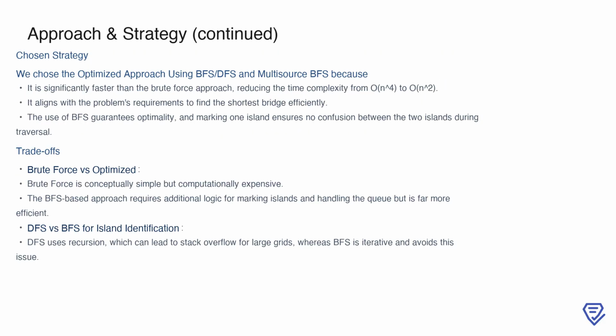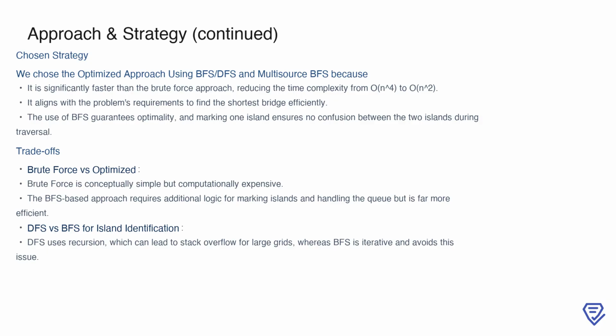The strategy we chose for solving this problem is the optimized approach that combines BFS or DFS for island identification with multisource BFS for finding the shortest bridge. This method stands out because it reduces the time complexity from O(n^4) in the brute force approach to O(n^2), making it far more efficient. It also aligns perfectly with the problem's requirements, ensuring that the shortest bridge is calculated in an optimal manner. The use of BFS guarantees that the shortest path is found, while marking one island simplifies the process by preventing any ambiguity during traversal. However, there are some trade-offs to consider.